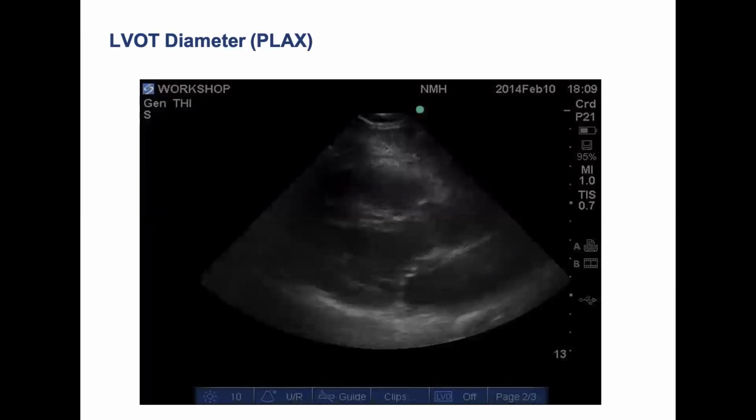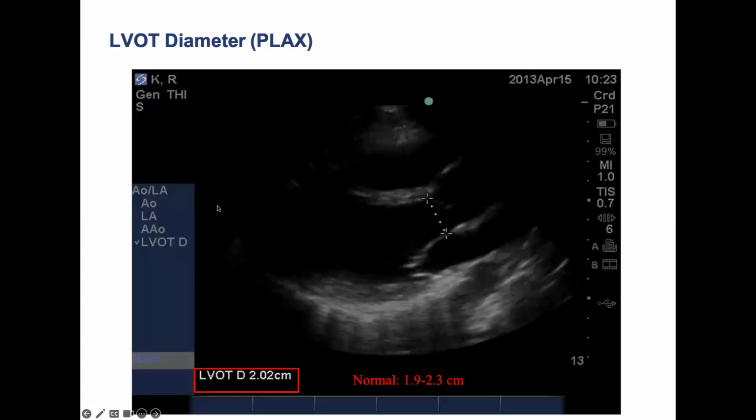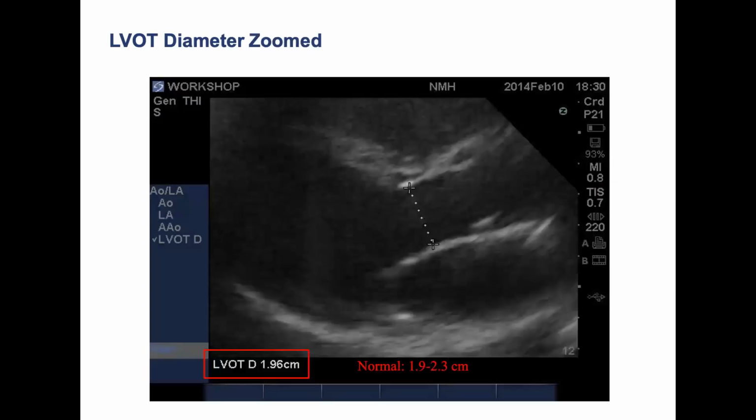So here we have that picture of a parasternal long axis view: left ventricle, left atrium, mitral valve, LVOT, aortic valve, ascending aorta, right ventricle. So we're looking here at that diameter. This is approximately where you're going to measure. This one is 2.02, and remember normal is 1.9 to 2.3. And this is probably a more accurate picture because we said we want to do this during systole. So here you can see that that aortic valve is open, and we're going to measure right here the distance of the LVOT diameter in systole. And here we have 1.96.